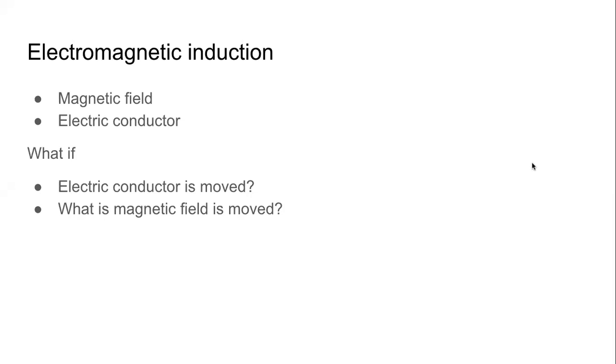Second, maybe we will leave the armature or the conductor wherever it is, and we will move the magnetic field, we will move the magnets. Then what will happen? Can you guess and tell?